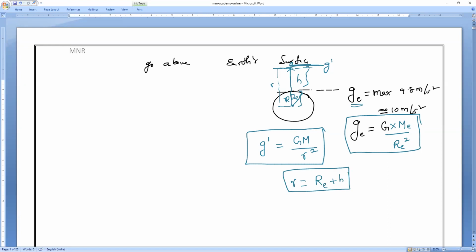So if I replace it in the formula, I'll get it. What is the formula? We got it, everybody. g dash is equal to, speak loudly, guys, G times M divided by (R_e plus h) whole square. Am I right, guys? Everybody clear? Yes, sir.